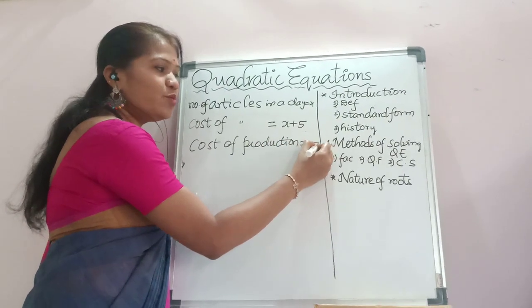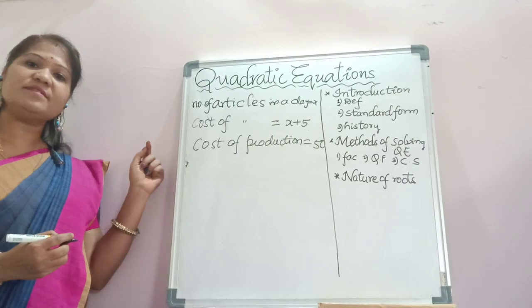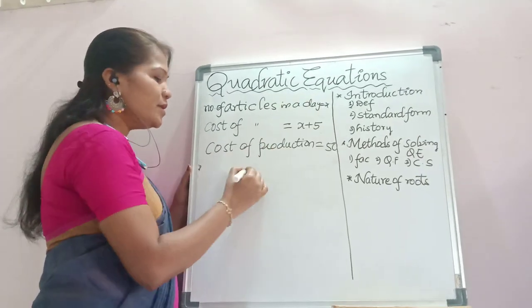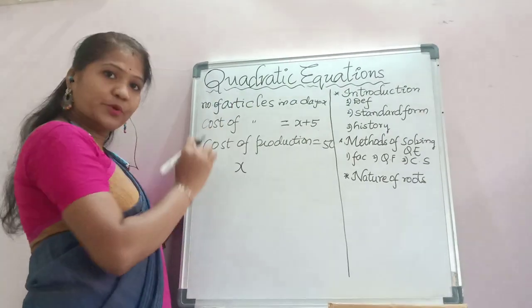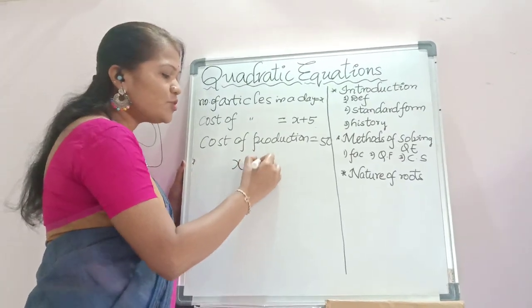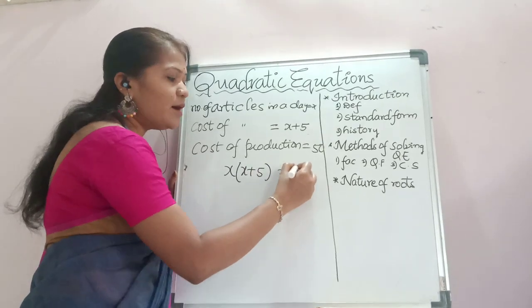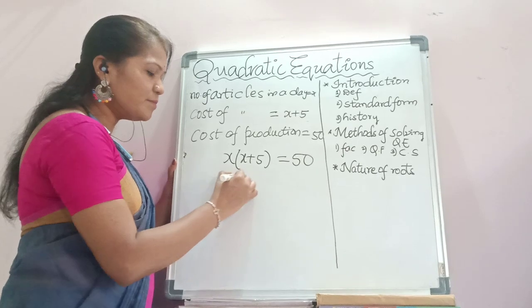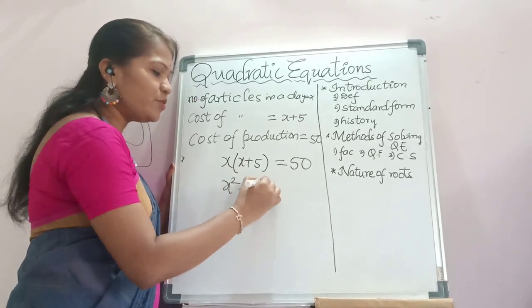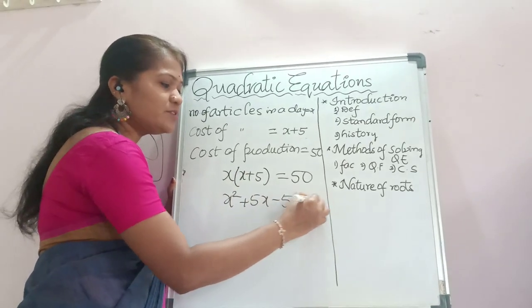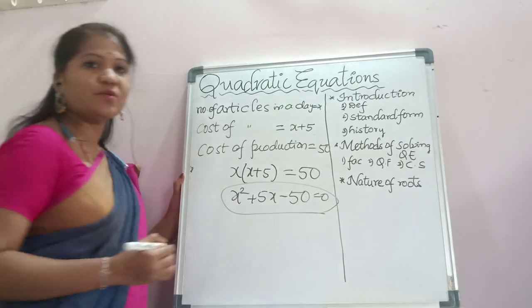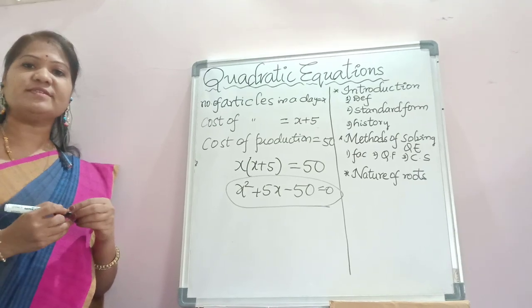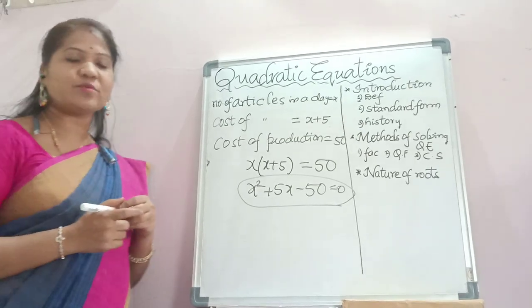It was given as 50 rupees. So when I want to represent this in equation form, what do I get? The number of articles produced in that day into the cost of each article will give me the cost of production of that day, right? So this becomes x into (x plus 5) equals 50, that is x square plus 5x minus 50 equals 0. So this is a quadratic equation. So in various situations, suppose you want to construct a rectangular hall of an area 300 square meters.